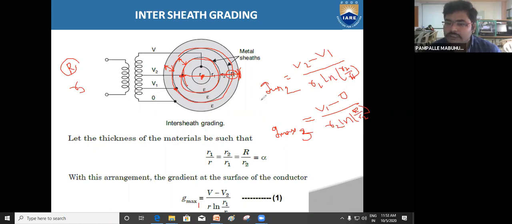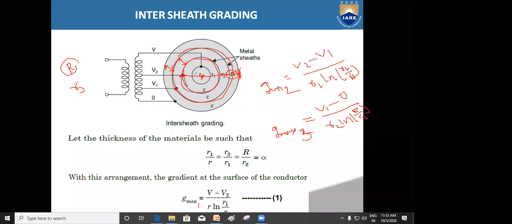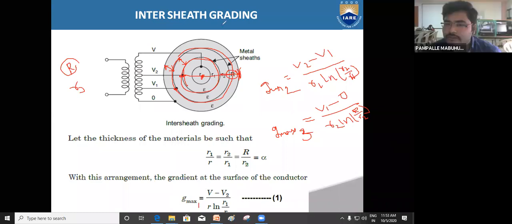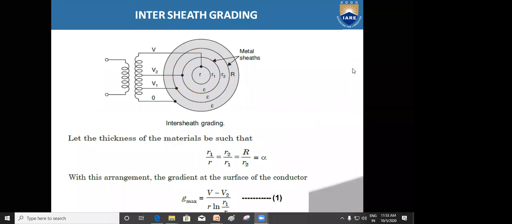Now these are the potential gradient or dielectric stress in each layer. Because you are using intersheath, generally the potential gradient in each layer will be the same. That means you have to get a uniform potential gradient. So in such a case, this G max value will be equal to G max 2, which is equal to G max 3. When you equate all these three, you can also equate these equations. See in the next slide.